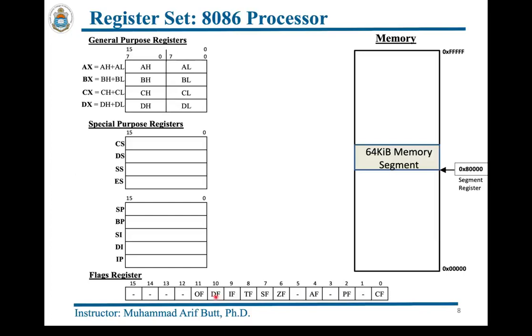When this direction flag DF is 0, the string operation takes a left to right direction, and when this DF flag is 1, the string operation takes right to left direction. Okay, so this was for the flags register of 8086.